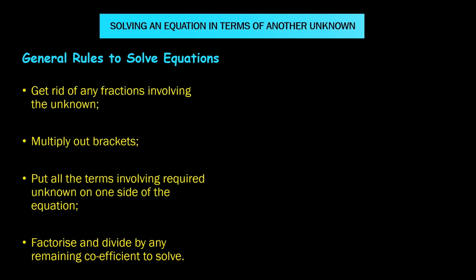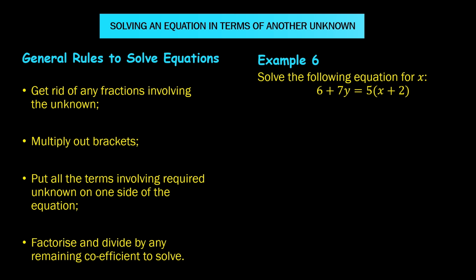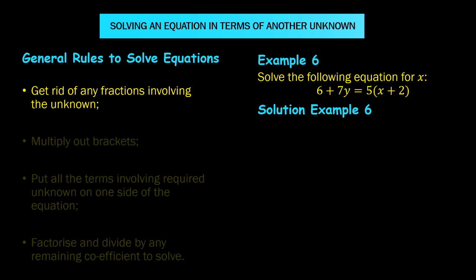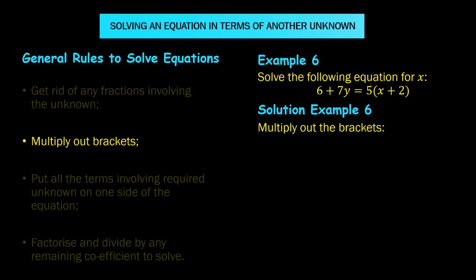Now let's see how we can solve an equation in terms of another unknown. Let's take a look at an example. We're required to solve this equation for x. First, let's get rid of any fractions involving the unknown. Since this doesn't apply to this example, we don't need to worry about this step. Next, multiply out the brackets. So, this does apply to this example, and we have 6 plus 7y equals 5x plus 10. We've multiplied out 5 times (x plus 2).